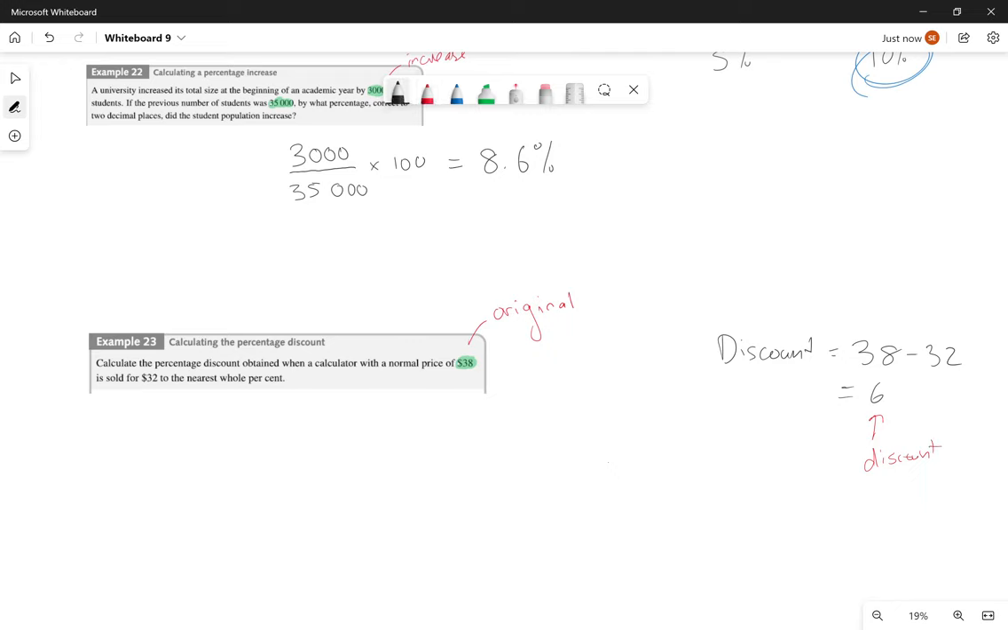Okay, and then to calculate the percentage change, you can go, well, 6 over 32, oh, not 32, 38, silly me, times by 100. And let me put that into my calculator, that'll give you 15.8%.